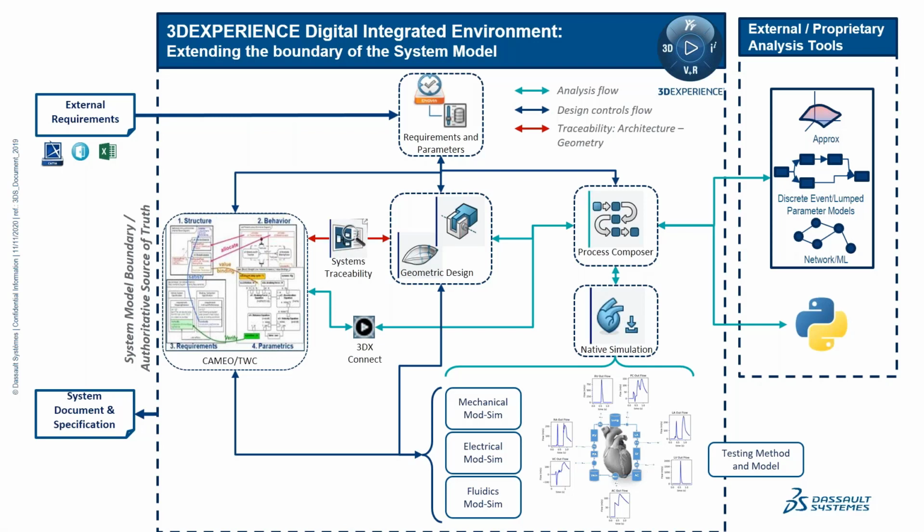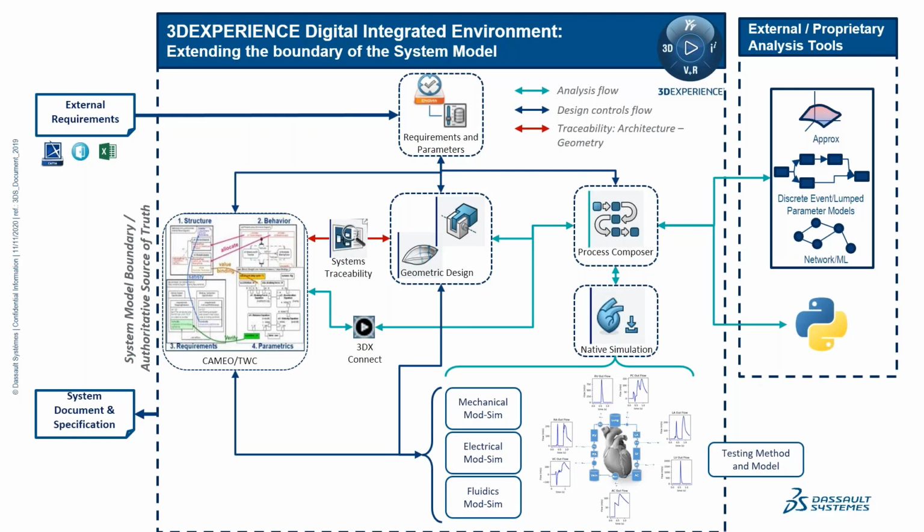When we're starting to interact with the 3DEXPERIENCE platform, if you're doing a proper systems model and a proper digital integration, where does this particular Living Heart Model fit? It fits inside of geometric design, the process composer, and the native simulation. What that means is we can take our external requirements, tie them into our requirements and parameters widgets, and link those directly to geometric design, right? So we can have a specific parameter like an annulus diameter must be this, or your device must fit within a certain standard deviation of a heart. All of those pieces can be tied directly to the geometric design.